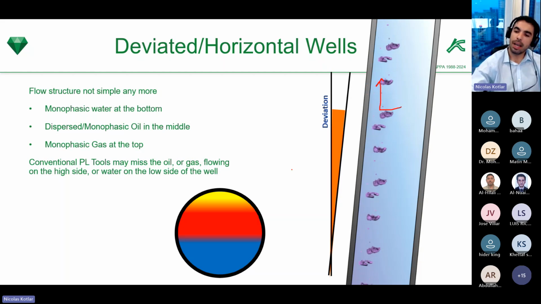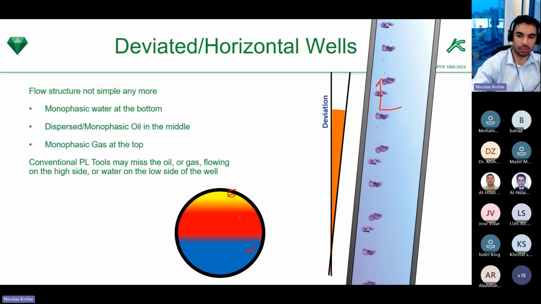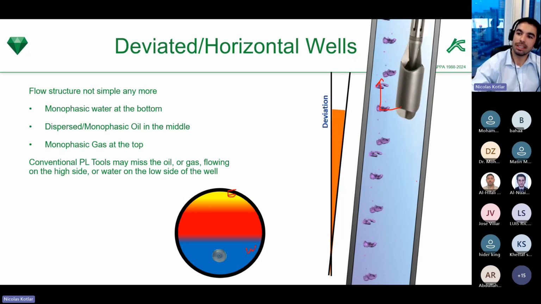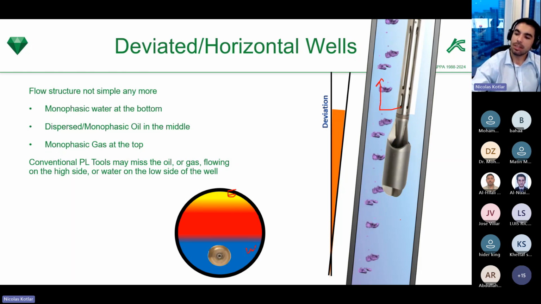And ultimately, if you have a three-phase flow, you could have water. Let's say that this is oil and this is the gas, and red oil here. But okay, what happens with a conventional tool in this scenario? Well, the conventional tool, hopefully centered, will be here. Do you see where the tool is? The tool here is affected.